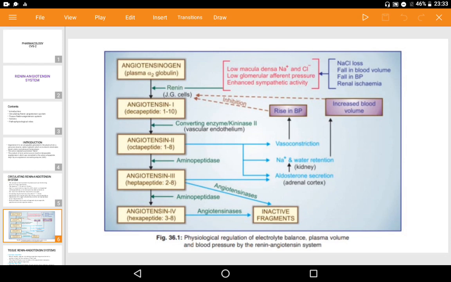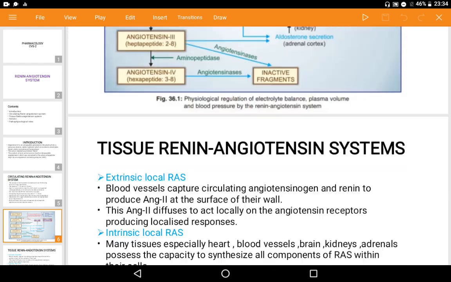So renin is produced by JG cells of the kidney. Then angiotensin 1 to angiotensin 2 is done by converting enzyme or kininase 2, and again angiotensin 2 is attacked by aminopeptidase to become angiotensin 3. So you can take a look at how the feedback system works.